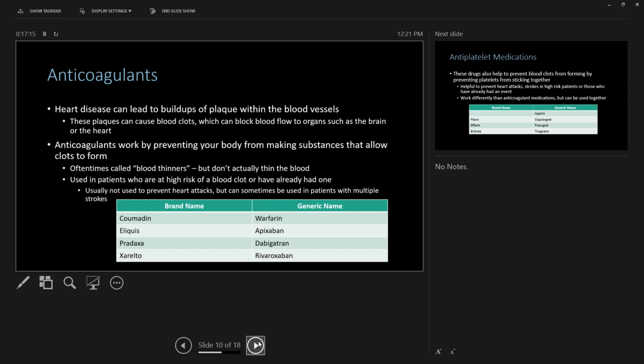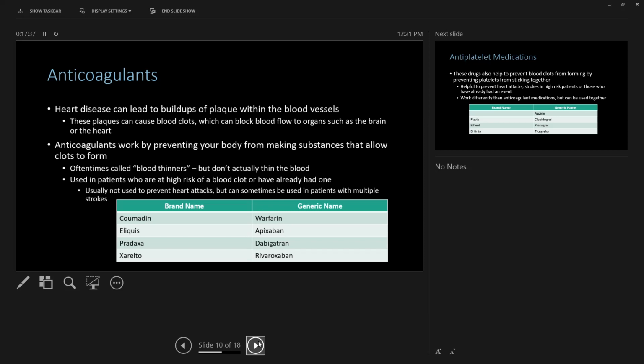These are not usually used for preventative prophylaxis for everyone. It's often used in patients who are at a high risk of a blood clot, or mainly in patients that have already experienced a blood clot. So like I said, not used to prevent heart attacks, but maybe can be used if you've had events, so something like multiple strokes.